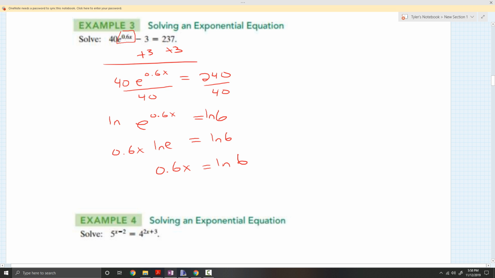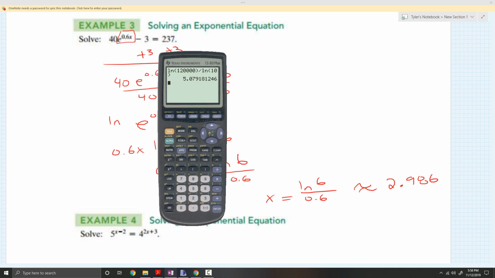So then I could divide both sides by 0.6 to get x by itself. So we get x equals the natural log of 6 divided by 0.6. And this is approximately equal to 2.986. Right? So you could check that in your calculator really quick.